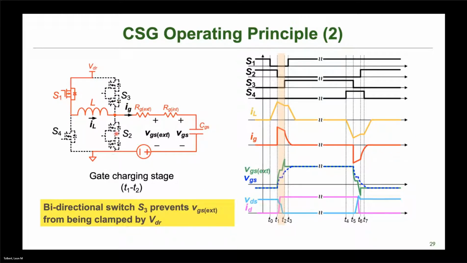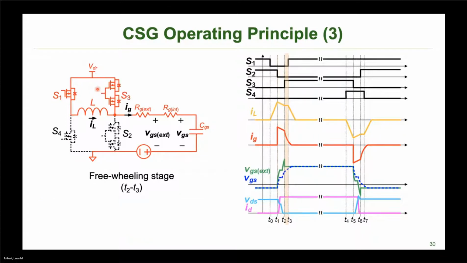And having this bidirectional switch enables this VGS external to not get clamped, meaning it doesn't get stuck at a certain voltage. It's able to get closer to this voltage up here. Freewheeling stage, we then turn on this here. And then discharge stage. This is when we want the current to be discharged out of our inductor and turn things off.